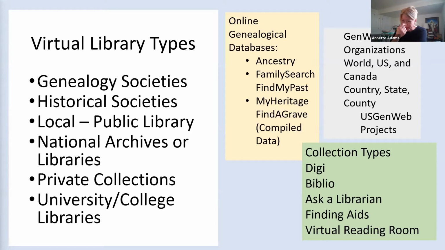There is no substitute for local knowledge. And you always want to find out who has like a private collection within your area or who would know something at a public library. Then we have national archives or libraries. And then we have university and college campus libraries that offer their collections and their information online.